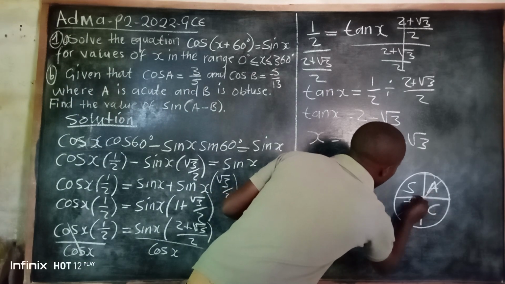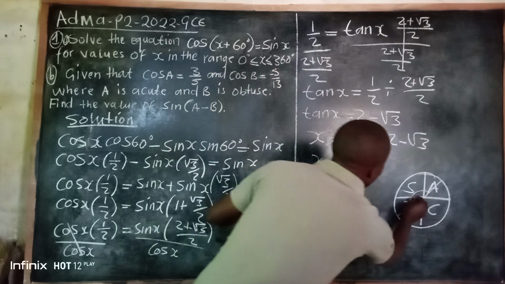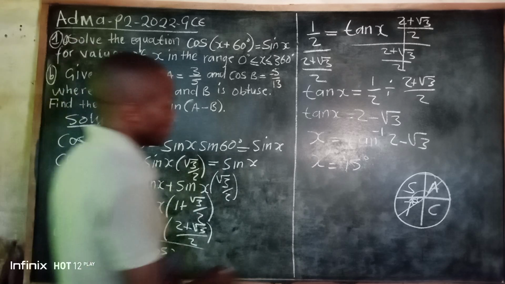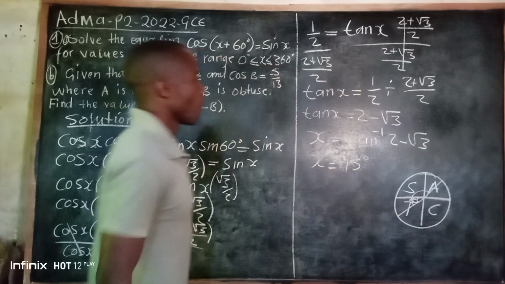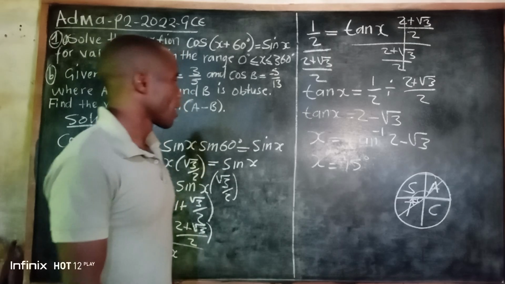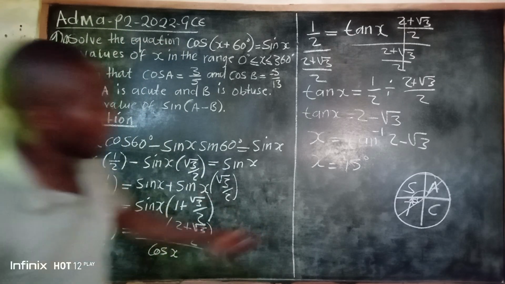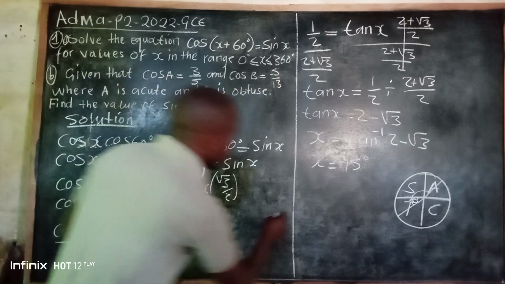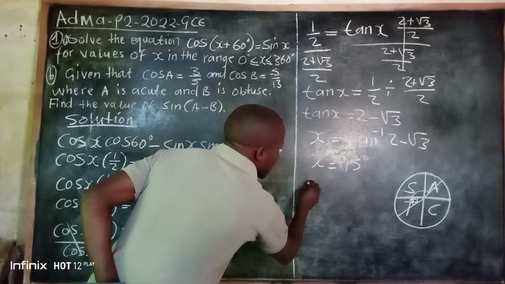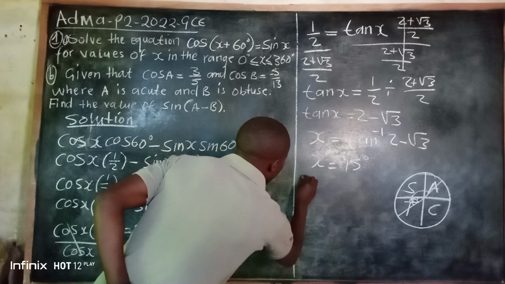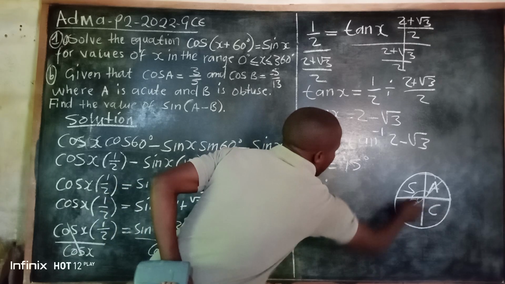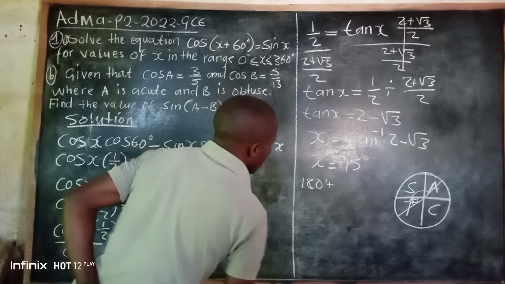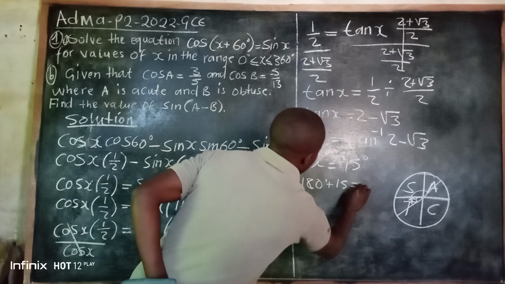So for us to know the angle from here up to here, what are we going to do? We are going to add 180, which is the straight line, plus the reference angle. Okay, that is when we are going to find the solution in the third quadrant, where tan is positive. So we are going to say tan, 180 degrees, which is the straight line, then plus 15.